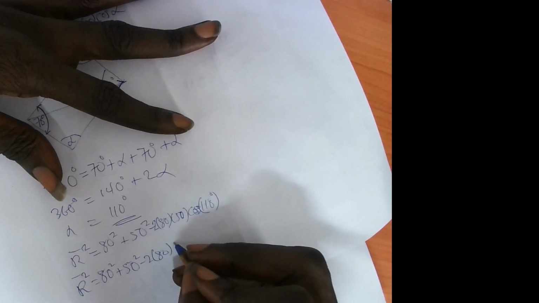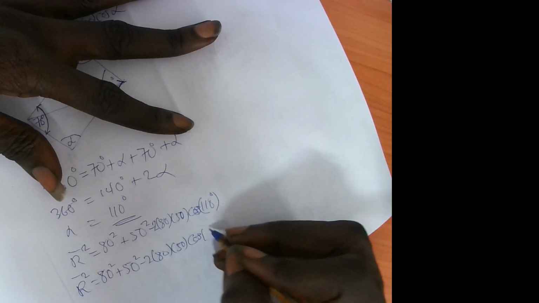I can rewrite it again so that it will be clearer. R squared is equal to 80 squared plus 50 squared minus 2 times 80 times 50 cos 110 degrees. This is what we are supposed to find. If we do our computation, we will get R to be equal to 107.9 Newton. Now, having known vector R, we can find the angle theta.